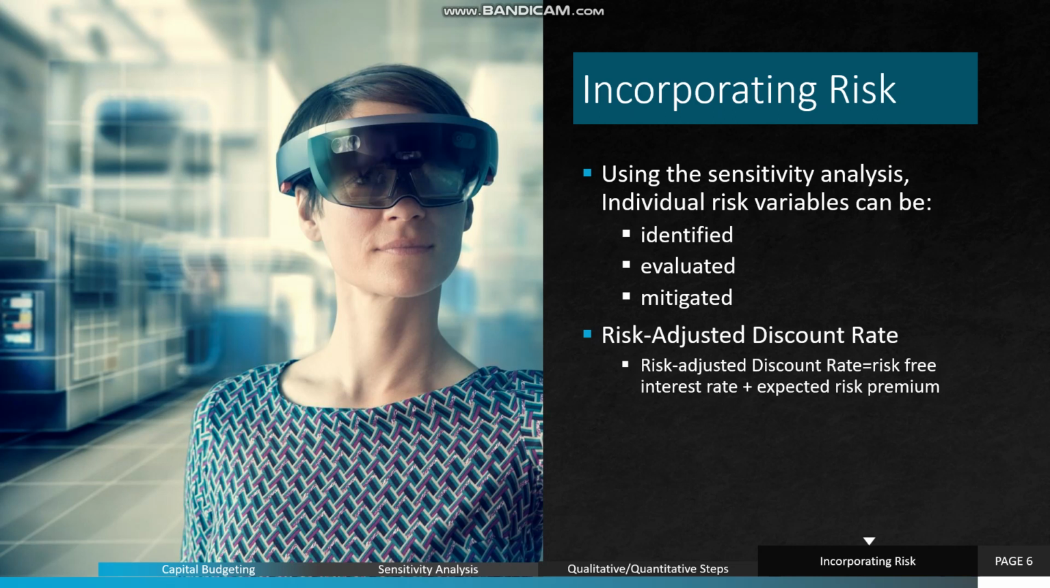While all this talk and analysis is great, what's a leader to do with this information? We know that risk can come in many forms, but luckily it is possible to have the risk included in the capital budgeting analysis. Two ways of doing this are identifying, evaluating, and mitigating the individual variables using that sensitivity analysis. And the second way is to demonstrate the risk versus the return and show the actionable results by including the risk-adjusted discount rate. That means taking risk-free interest rate and adding the expected risk premium.